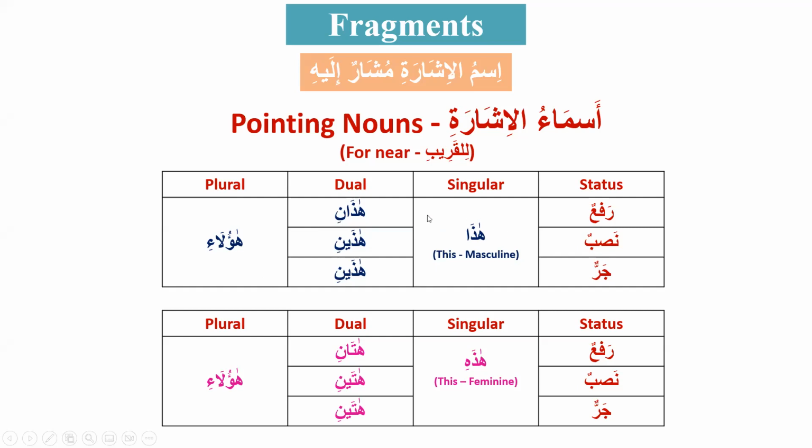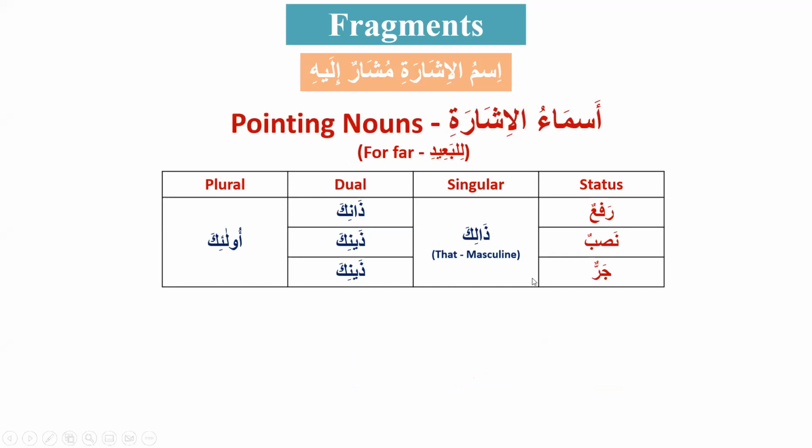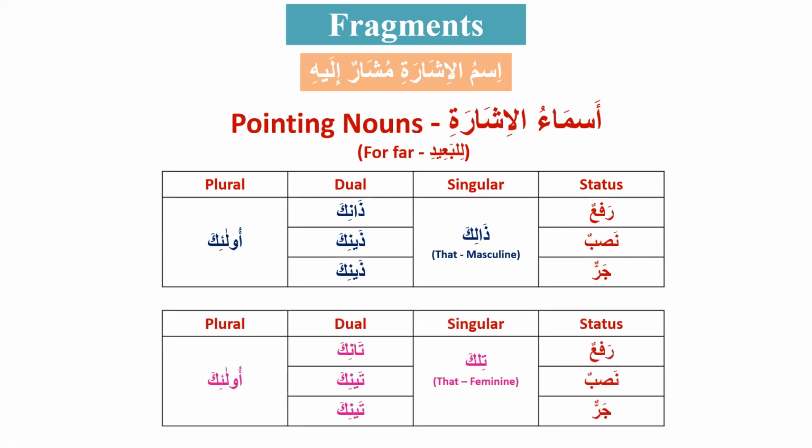The first table is for masculine gender. If you're pointing to something masculine, use the first table, and if you're pointing to something which is close and it is feminine, then you use the words in the second table. And then when you are pointing to something far and it is masculine, then you use the first table, the table shown here. And if you're pointing to something which is far, but it is feminine, then use the second table.